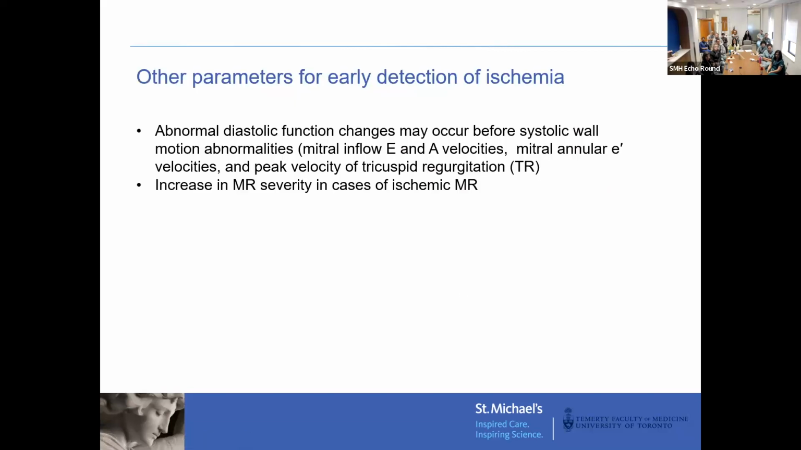Just some important other parameters for early detection of ischemia. You want to assess diastolic function like mitral inflow and E and A velocities, and that has been shown to be an early marker of ischemia. You can look at E prime velocities. You can look at TR peak velocity, all as an assessment of diastolic function. And then if the patient has ischemic MR, then if you put them on a stress echo and their MR severity gets worse, then that could be a marker of ischemia as well.